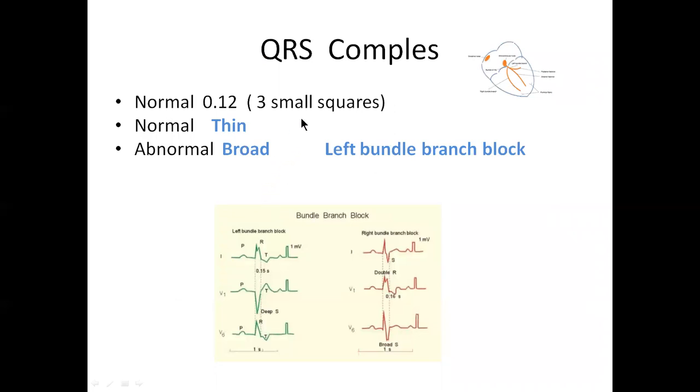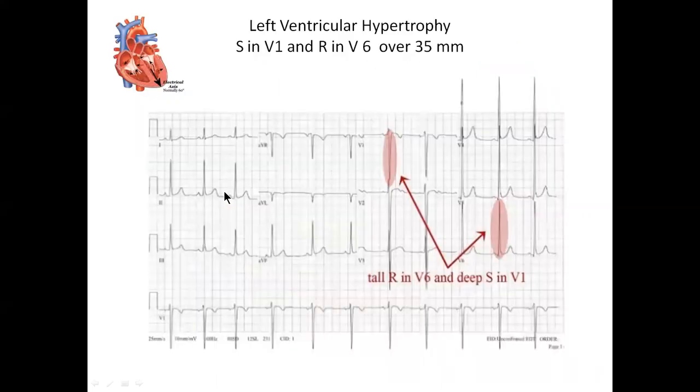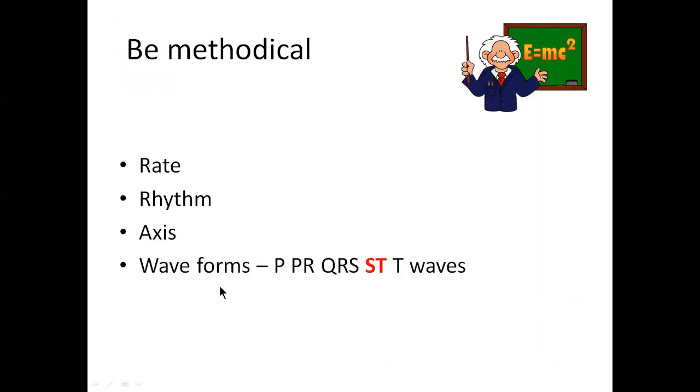Next, you look at the QRS complex still in lead 2. And if it is broad, that is more than 3, then you decide is there left or right bundle branch block. And for that, it's best to look at lead 1. And then you eyeball to see whether there is left ventricular hypertrophy. So that's where we stopped. Today we'll be discussing first the ST and then the T wave.